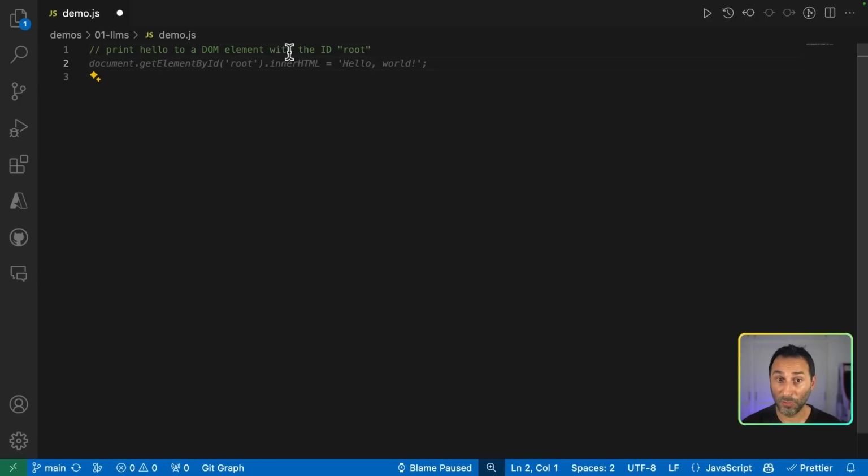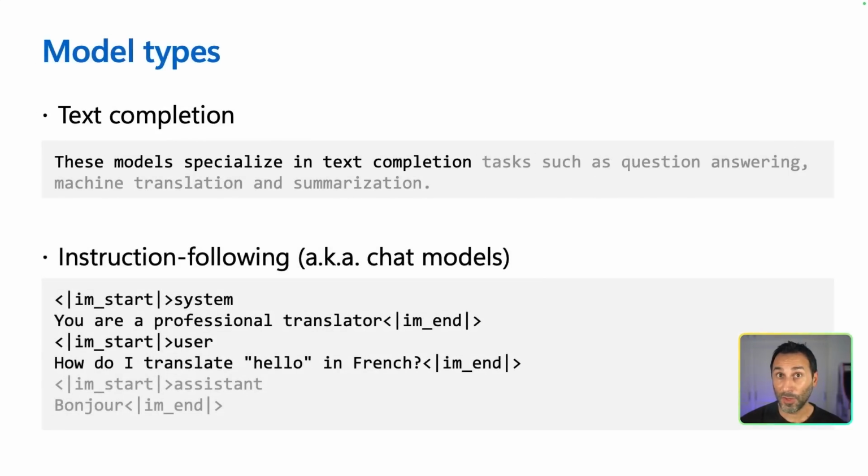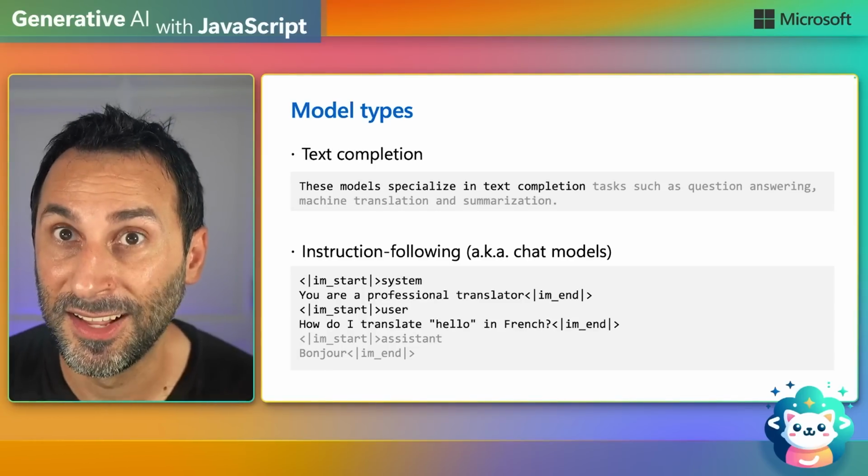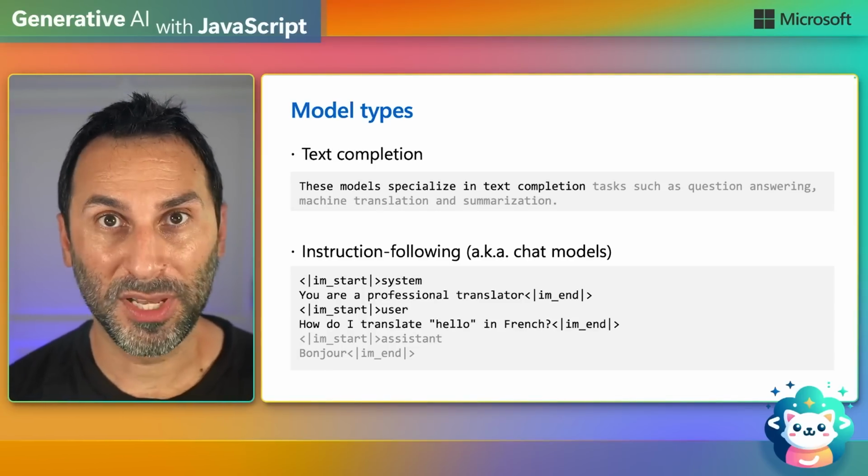Now, the completion that I will get from the model is also what I expect, document.element by ID, that in HTML, hello world. So yeah, just by changing the input text, I get a different completion. Next, we also have chat models that are tuned to follow instructions. This is most likely what you've been more familiar with.